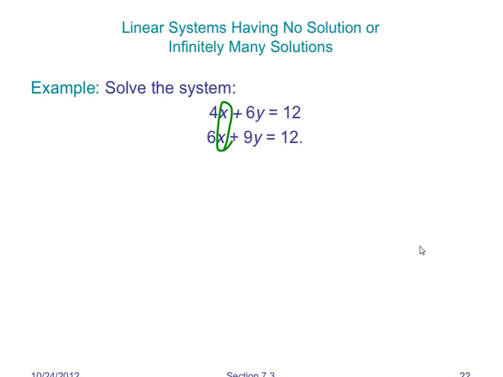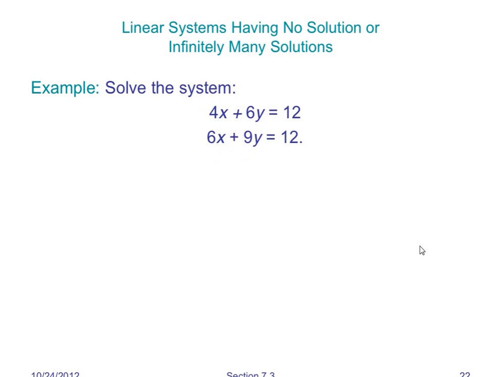What that means is I need to figure out a number that 4 and 6 both go into. Well, the smallest number that 4 and 6 both go into is 12. So I have to make the 4 into a 12. I have to turn that into a 12. And I have to take the 6 and turn that into a negative 12. Remember, they have to be opposite signs.